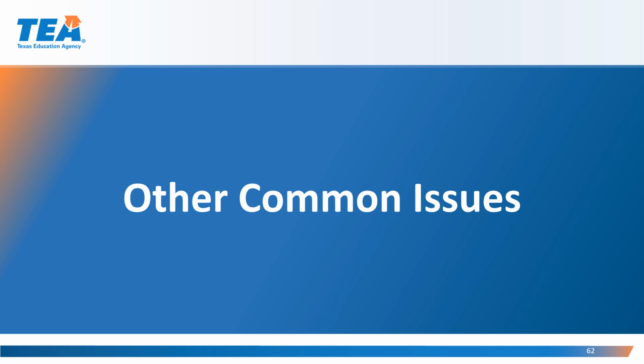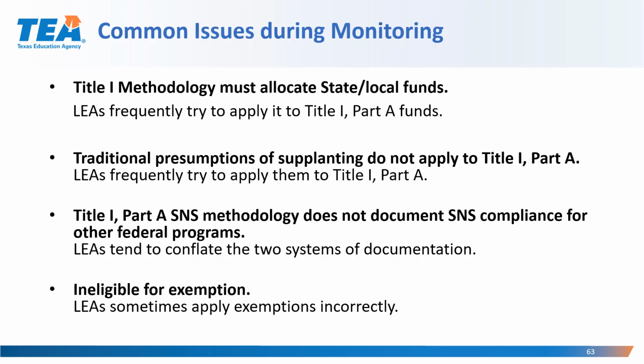Let's talk now about some of the other common issues that we find when we review the documentation that's submitted for the random validation of the Title I supplement not supplant requirement. The Title I supplement not supplant methodology must allocate state and local funds. One of the issues that we find is that LEAs frequently try to apply the methodology to Title I Part A funds. The Title I Supplement Not Supplant methodology is a Title I Part A requirement, but it's looking at how the LEA allocates its state and local funds.